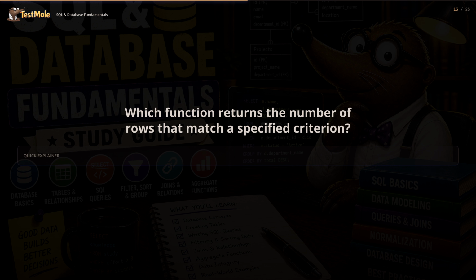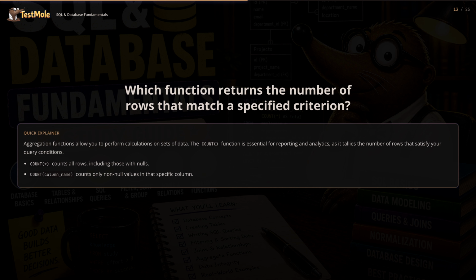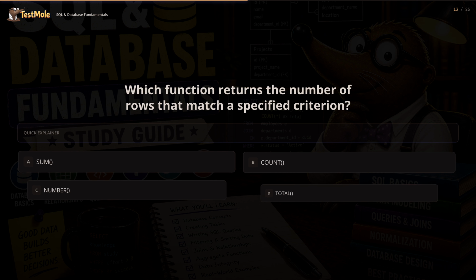Which function returns the number of rows that match a specified criterion? Aggregation functions allow you to perform calculations on sets of data. The count function is essential for reporting and analytics as it tallies the number of rows that satisfy your query conditions. Count star counts all rows, including those with nulls. Count column name counts only non-null values in that specific column.